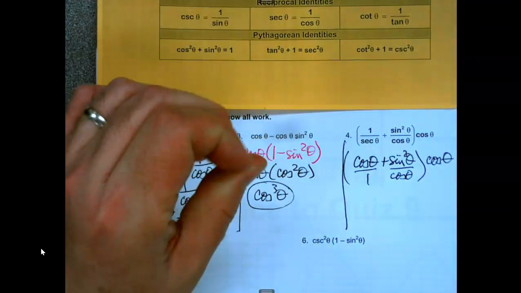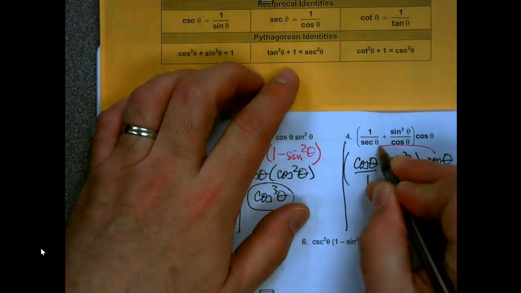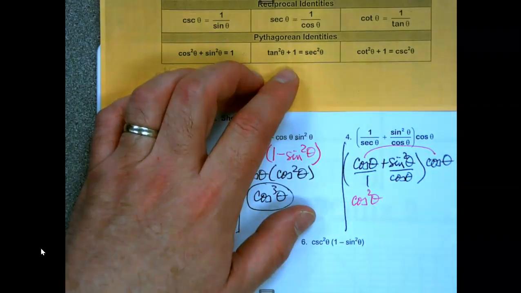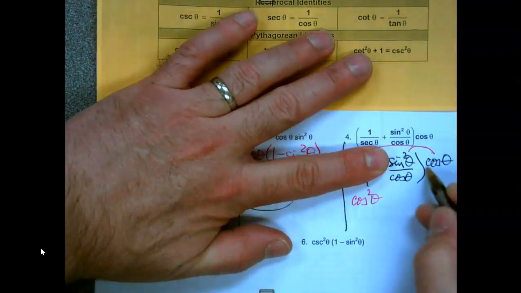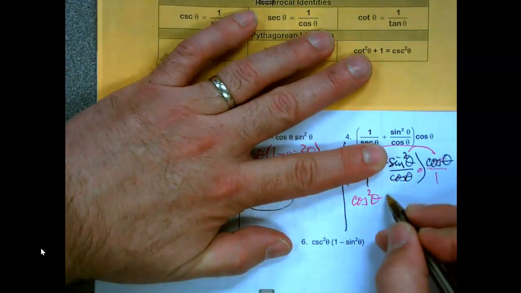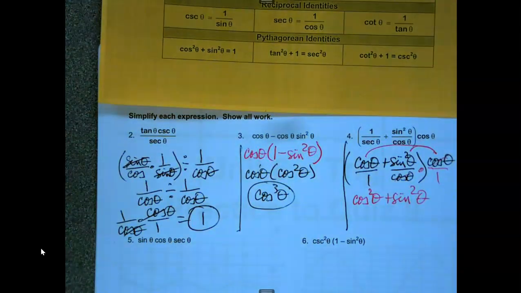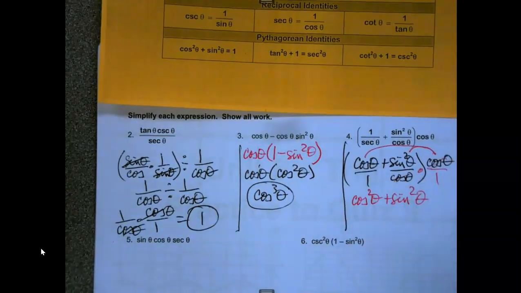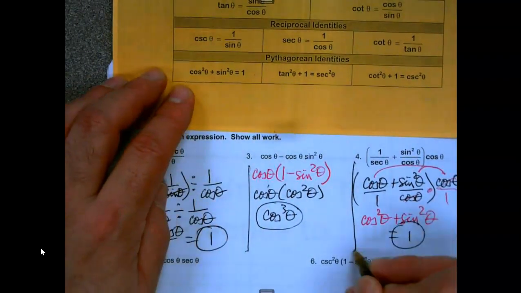So now, let's see here. If I distribute here, cosine times cosine would be cosine squared. When I come here, be careful. I'm multiplying those together, right? Now, if you wanted to write it out as sine squared theta, cosine theta over cosine theta, and then cancel, that's fine. But again, cosine squared plus sine squared is 1. Bam.